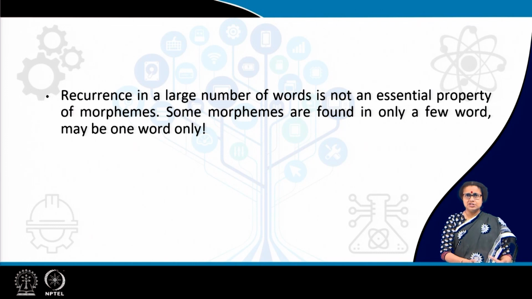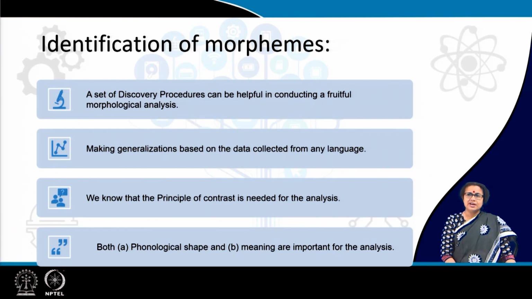So, recurrence in a large number of words is not an essential property of morphemes. You can find examples of morphemes in any language even if you find them in only a few words, maybe one word. So, when we try to identify morphemes from a set of data, any data that you have for the purpose of analysis, you may have different purposes for analyzing them, but we do need to conduct morphological analysis for various purposes. So, we need to remember a few things while conducting the analysis.